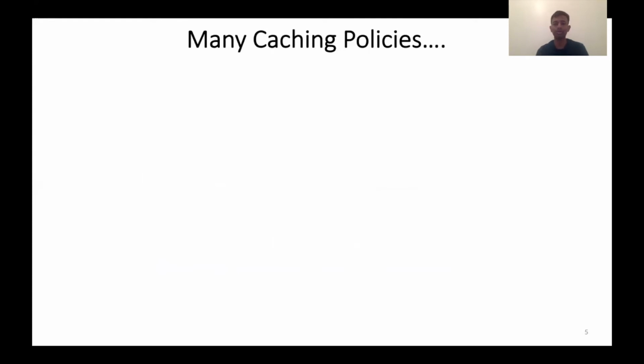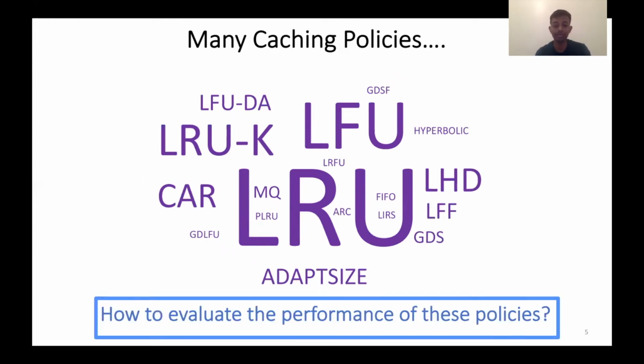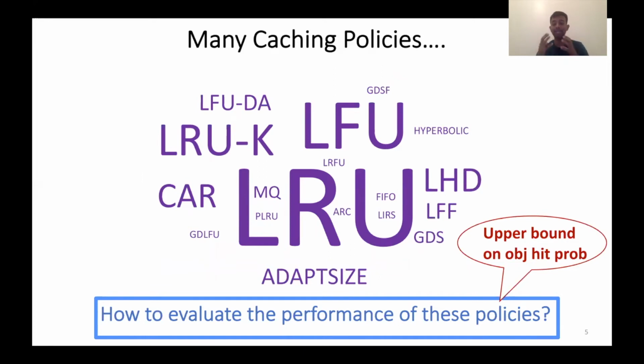There are many caching policies that have already been proposed in the literature. Few are recency based, few are frequency based, but one primary question that arises is, with so many policies, how do you evaluate their performance? One answer is to find an upper bound on the object hit probability for all these policies. Then we can compare the upper bound with the individual object hit probabilities achieved by these policies and say how far they are from the upper bound.